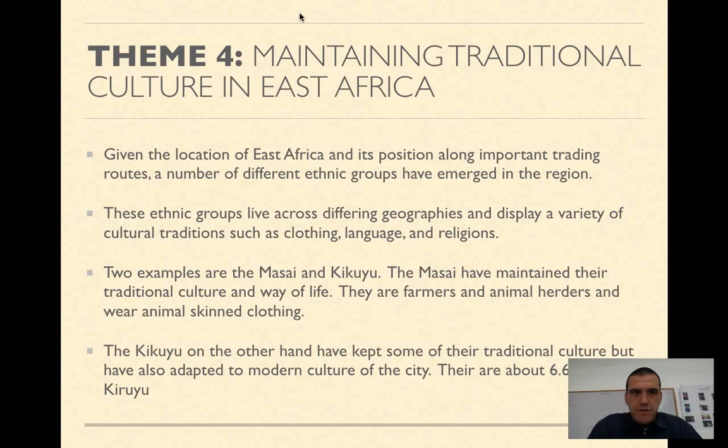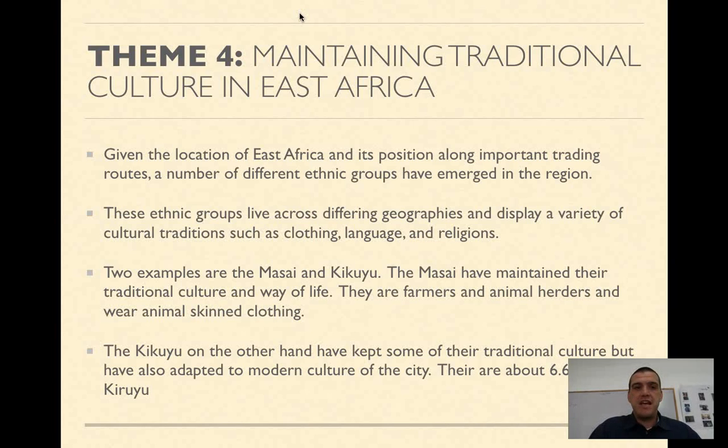And that moves us into our final theme here, talking a little bit about the culture in East Africa, and particularly the maintenance of traditional culture in East Africa. So, going back to the previous slides, the location of East Africa is where many people have met because of its location on the sea and things like this.